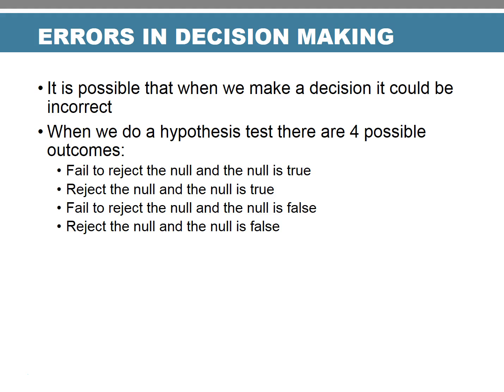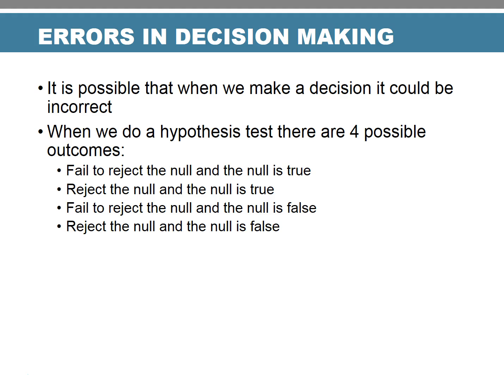So when we do a hypothesis test, there are 4 possible outcomes. We can either fail to reject the null and the null is true. We can reject the null and the null is true. We can fail to reject the null and the null is false. Reject the null and the null is false.